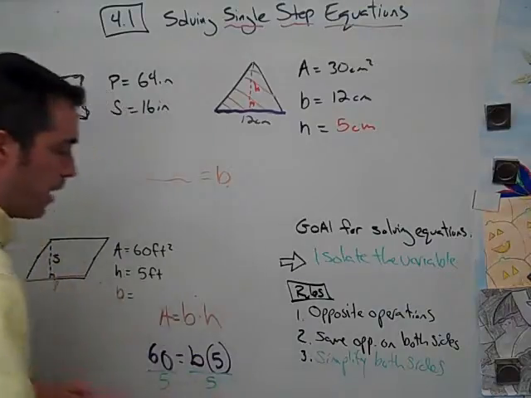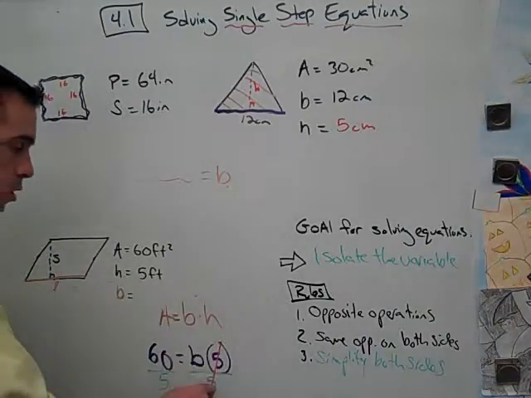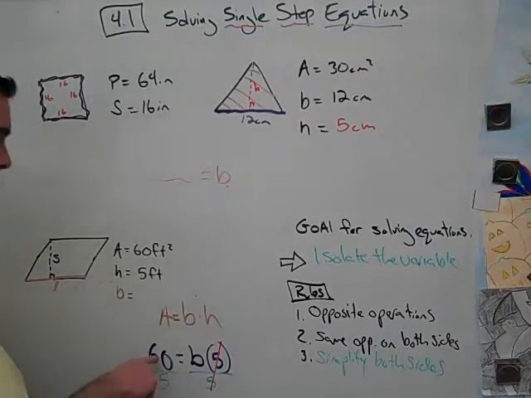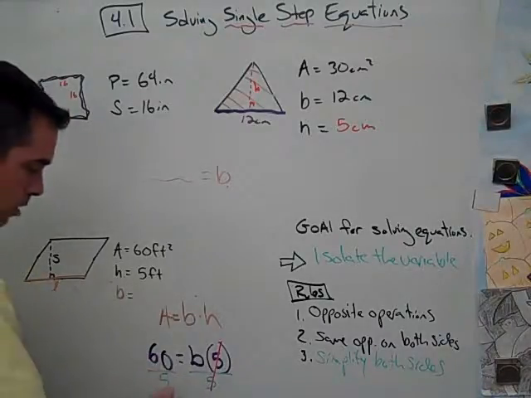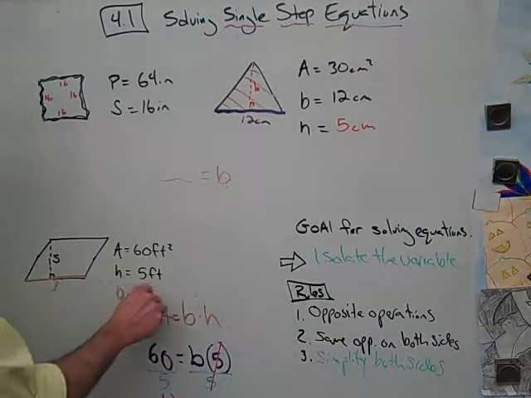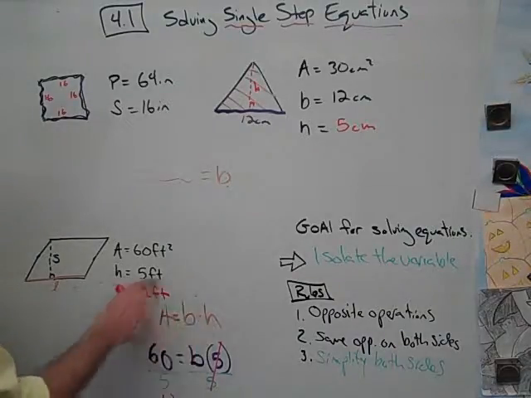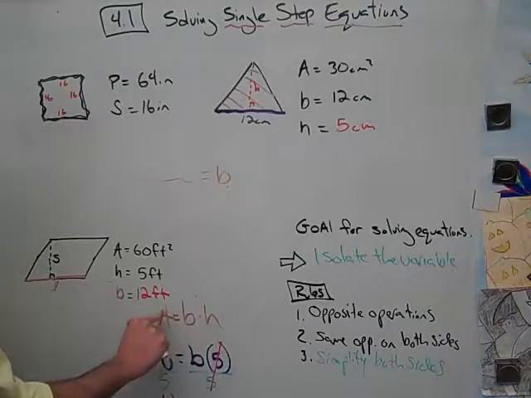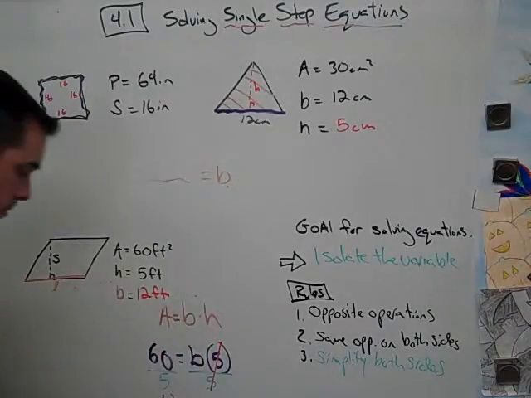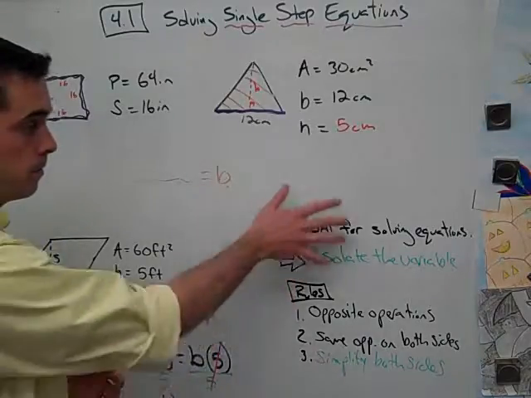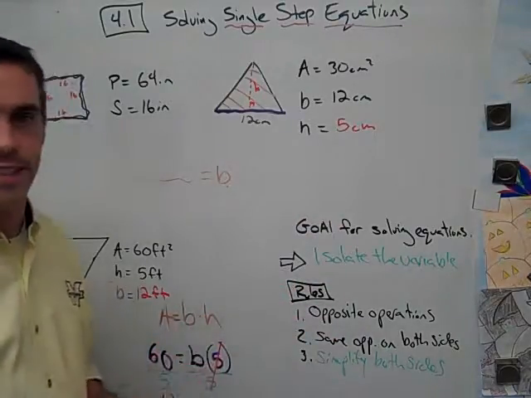And then I'll simplify. 5 divided by 5 is 1. 1 times the base is just the base. Equals 60 divided by 5 is 12. So I'll have 12 feet. Again, I'll check base times height. 5 times 12 should be 60, and it is. So those are 3 examples to help you with your homework. Here's the rules.